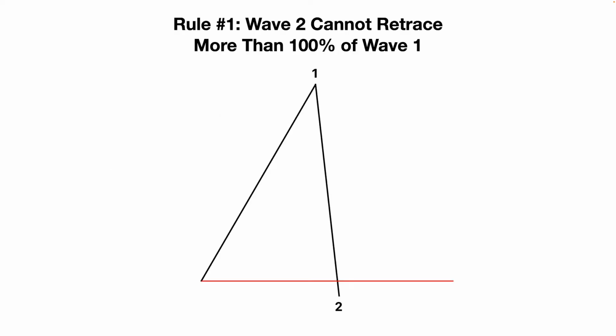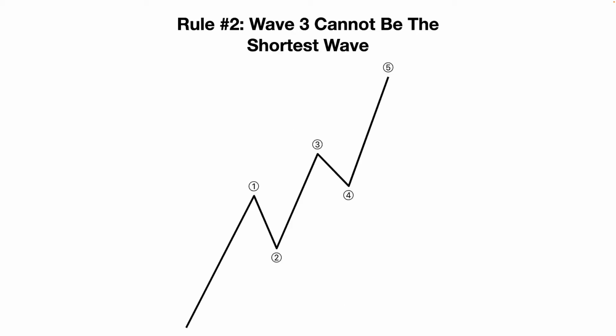So the first rule is that wave 2 cannot retrace more than 100% of wave 1. Okay, so why do we have this rule in place? It's because if we have a wave 1 in progress, that denotes the start of a new trend. So if wave 2 retraces more than 100% of wave 1, as we see in this diagram here, then wave 1 could not be the start of the new trend after all. That's the explanation behind why this rule exists. Very simple. Rule number 2, wave 3 cannot be the shortest wave.